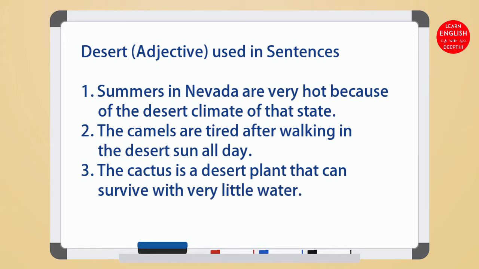That's what it means. The cactus is a desert plant that can survive with very little water. So here again we're saying that it is a desert plant. That means a plant that lives in the desert.